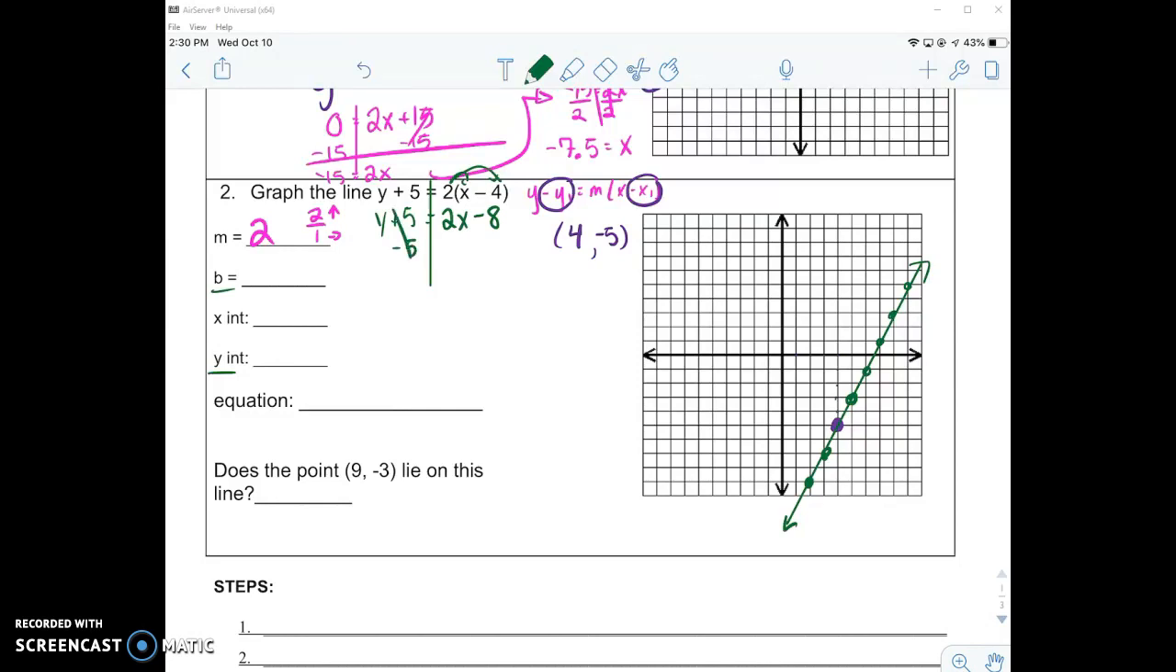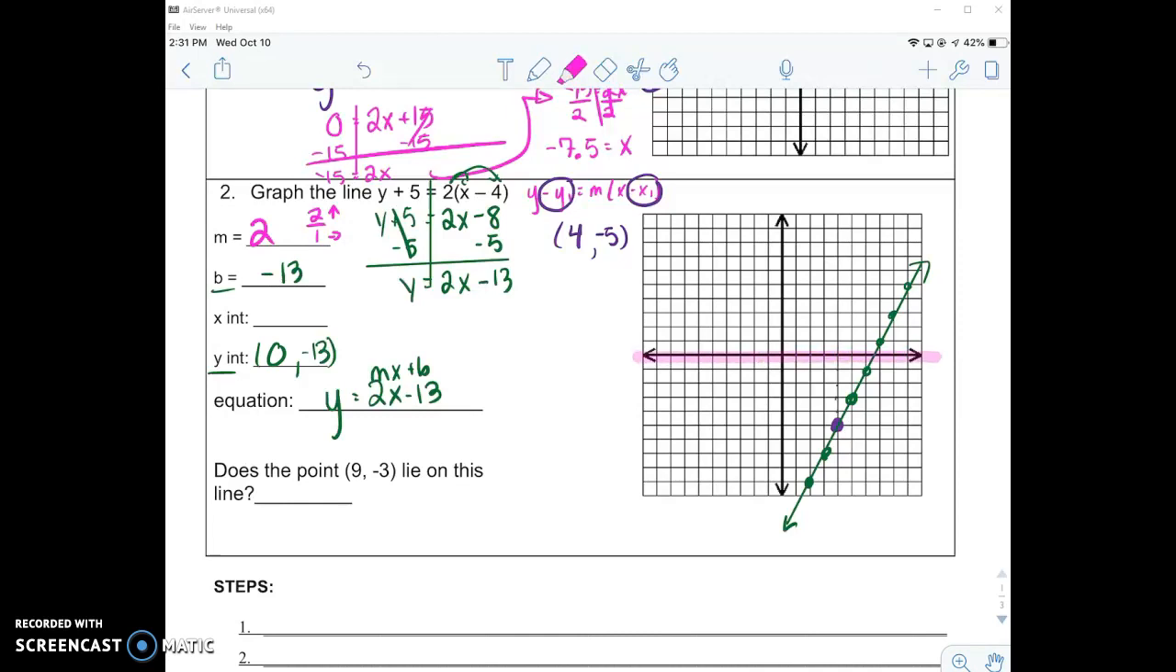I'm trying to isolate the y, so I subtract 5 on both sides, lining it up with its like terms. And I get y is equal to 2x, negative 8 minus 5 is negative 13. This is in the form y equals mx plus b, so my b value is negative 13. The y-intercept, the x value is always 0, so my y-intercept is the point 0, negative 13.